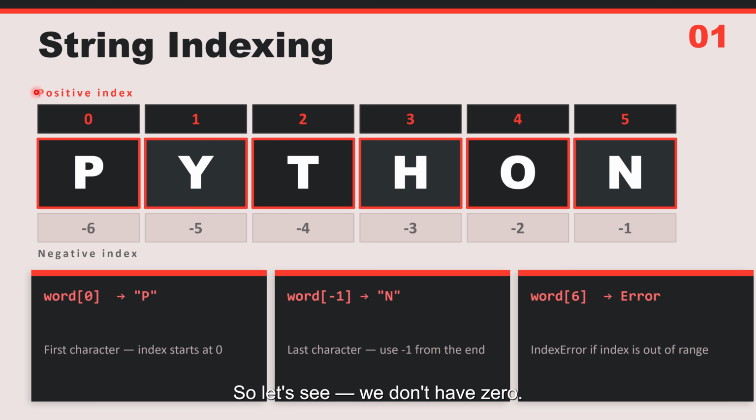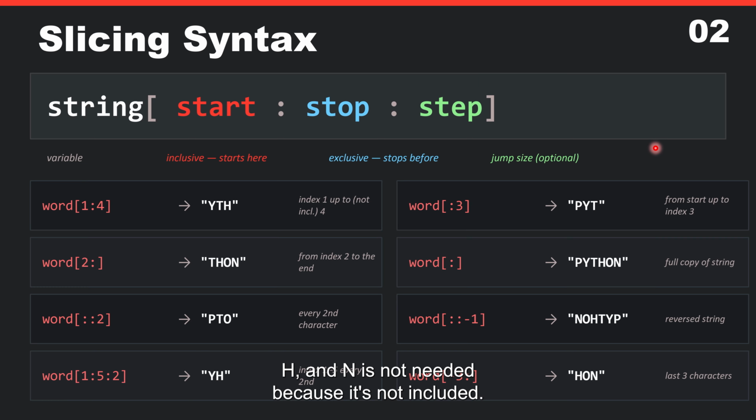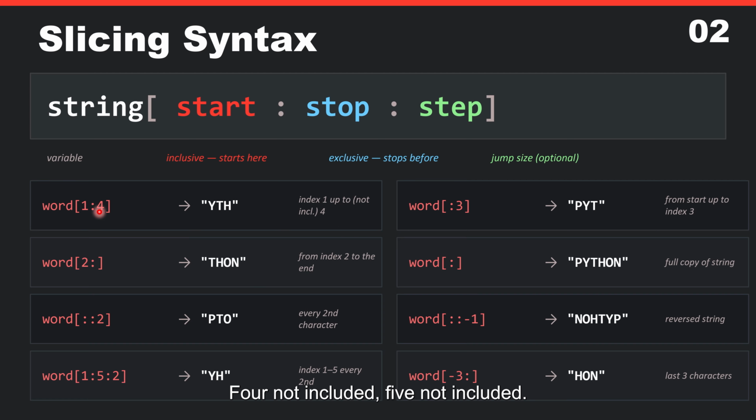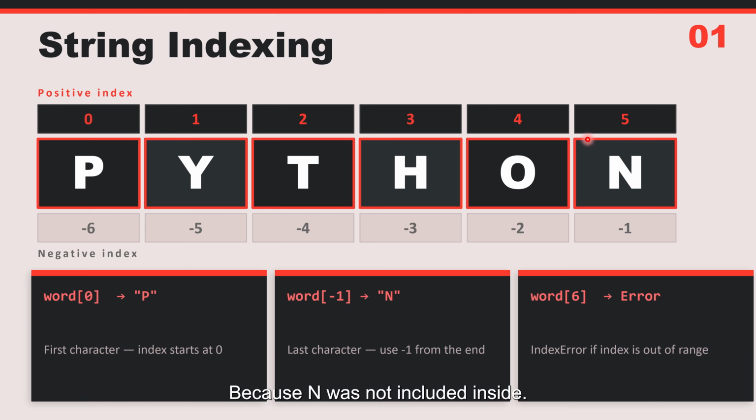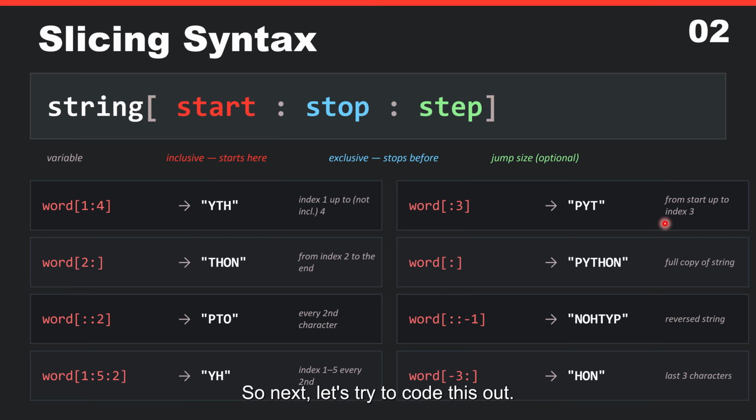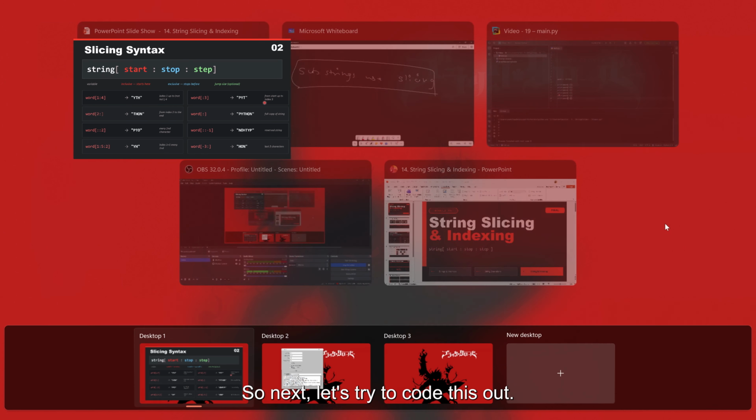So let's see. We don't have 0, so P is not needed. What we're going to do is get 1, Y, skip this, H, skip this, and N is not needed because it's not included. As we said, 4, not included. 5, not included. So YH, because N was not included inside it. So next is, let's try to code this out.